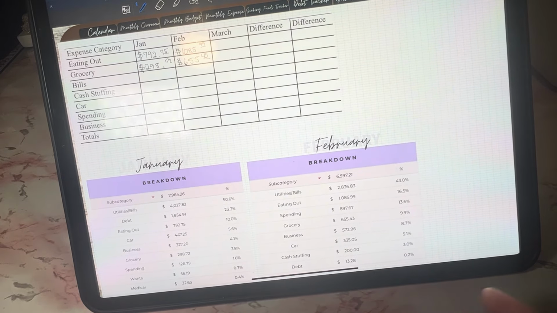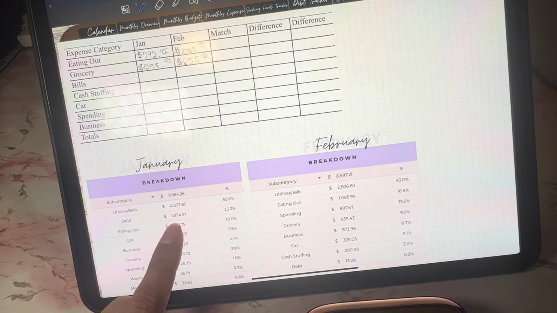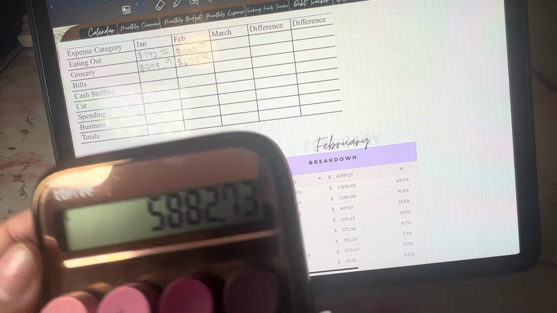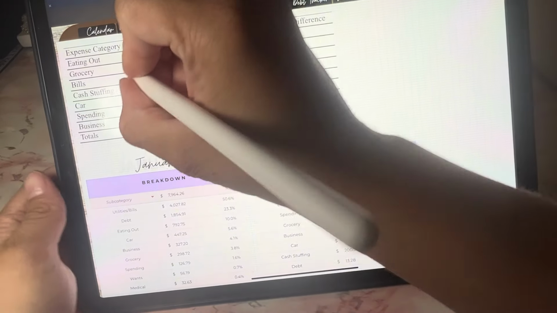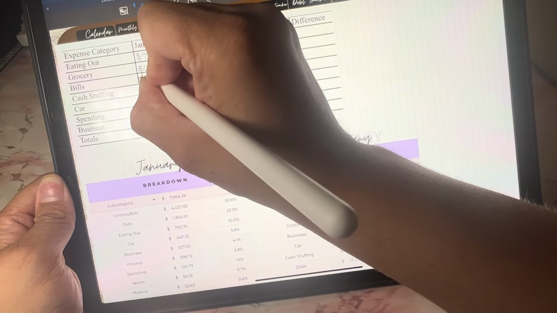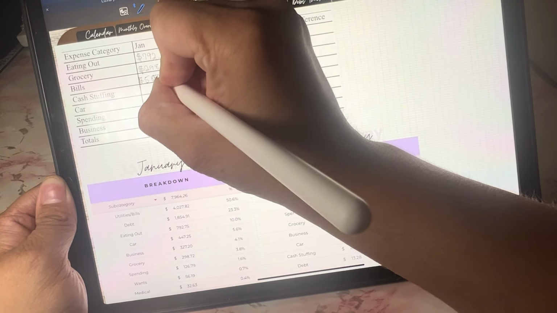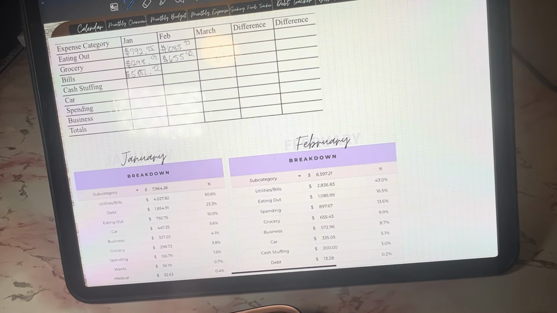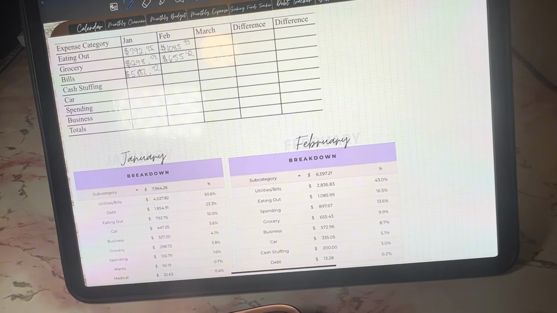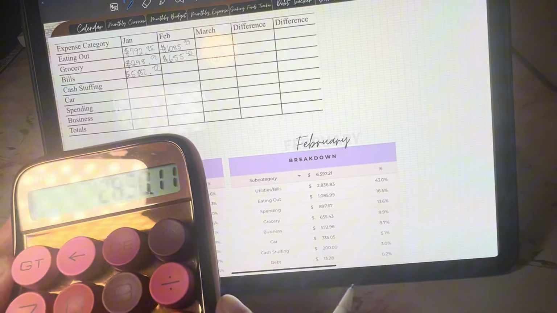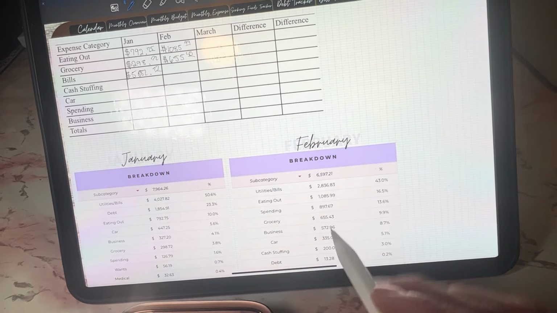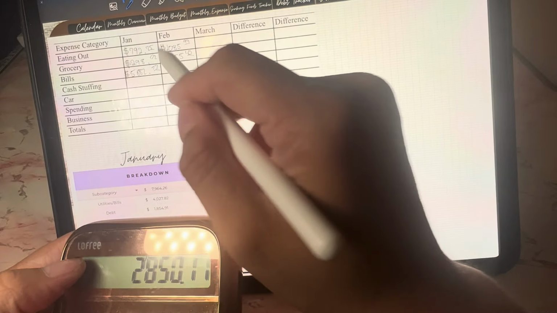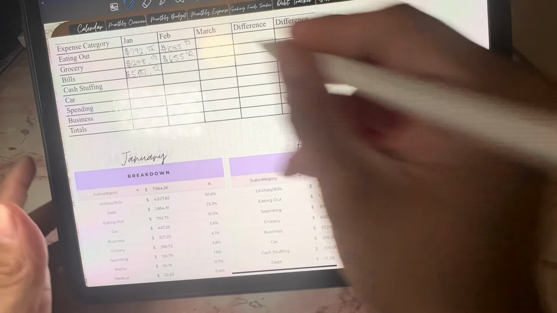Okay, so bills over here, 4,027.82 plus the debt, which is going to be included in bills, 1,854.91. So that totals our bills for the month of January. And then the February bills went to 2,850.11. So our bills went down drastically this month, and that's mainly because in January we paid a couple months ahead for our rent. So therefore, our bills went down this month.